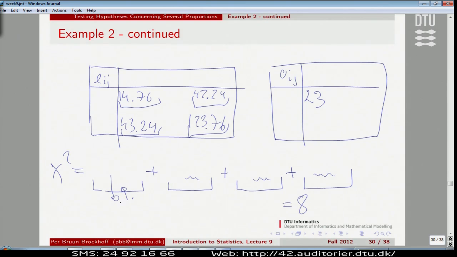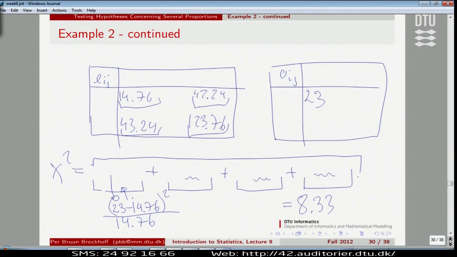Anyway, let's try again. We take the observed minus the expected squared divided by the expected. Thank you for letting me know that. And then we move on like that. That was an important point. Then the chi-square at the end is 8.33. This is the chi-square distribution summing up all of these 4 items. Let's check.